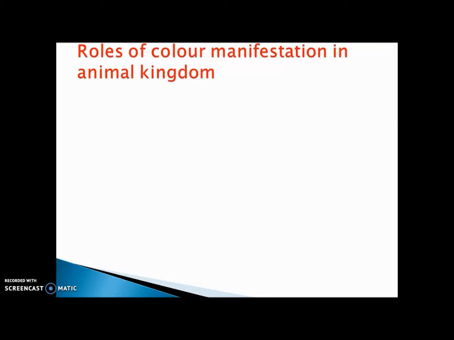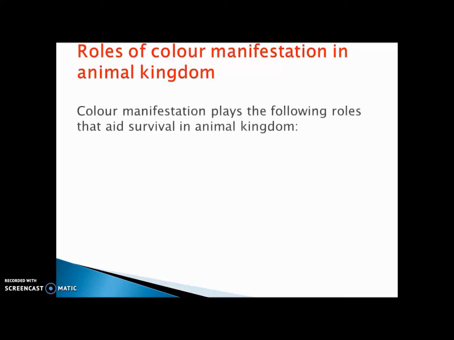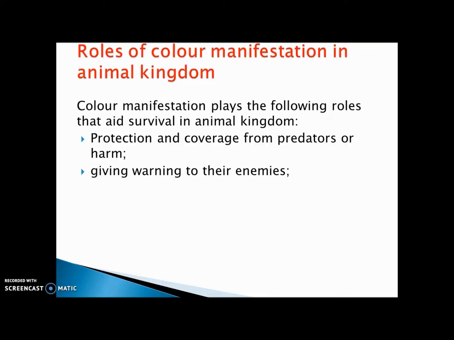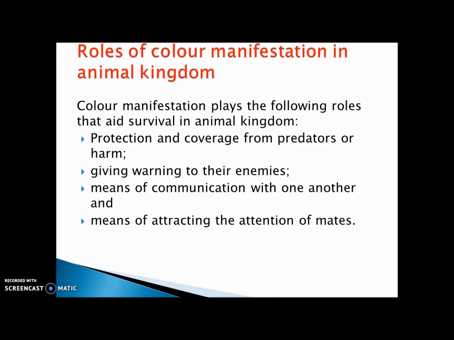What are the roles of color manifestation in the animal kingdom? In the animal kingdom, various animals exhibit color manifestation, and it helps their survival. The roles can be: one, protection and comfort from predators or harm; two, giving warning to their enemies; three, a means of communication with one another; and the last one is a means of attraction, in attracting the attention of mates.